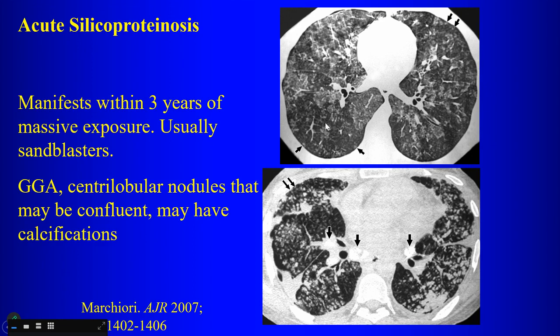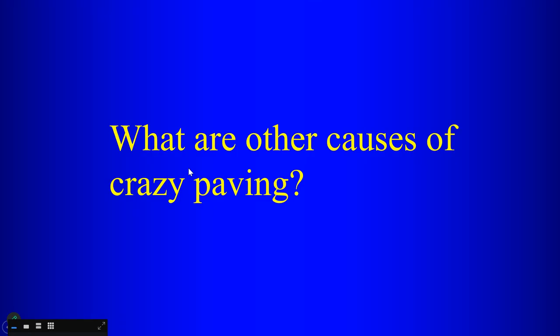These patients can develop nodules and ground glass opacities. Again, this is a surfactant-like material that builds up within the lungs as a reaction to the inhalation of silica. These are usually sandblasters that can develop this acute silicoproteinosis from exposure to that.